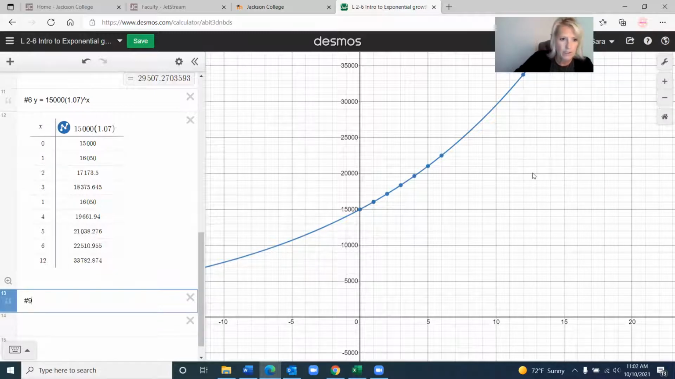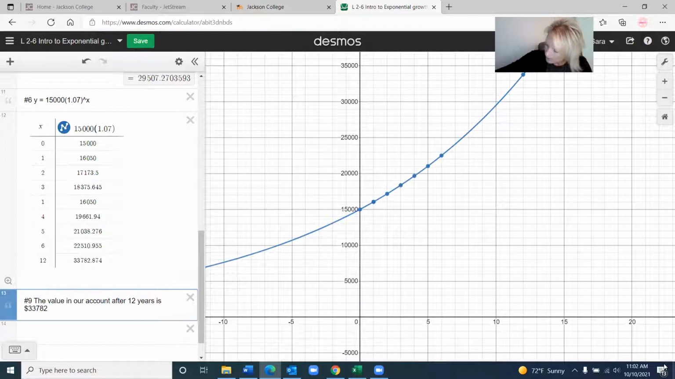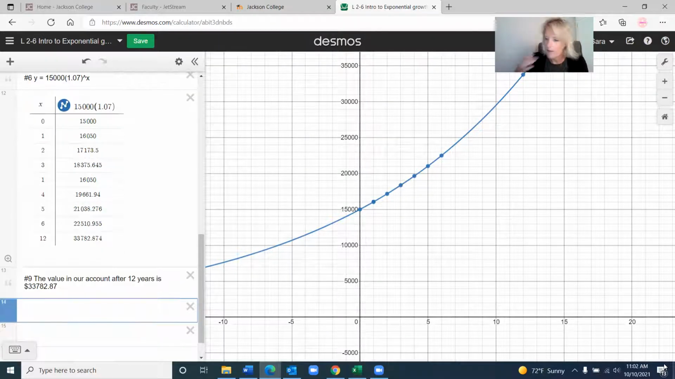So number 9 says the value in our account after 12 years is $33,782.87. Okay. Number 10 says, look back at the graph that illustrates the value of your account. Trace along the graph slowly from left to right and describe what the changing steepness of the graph tells you about how the graph is growing.